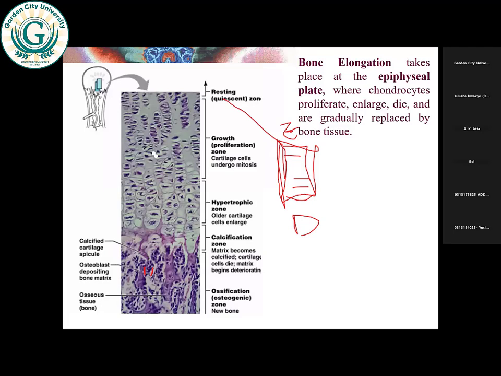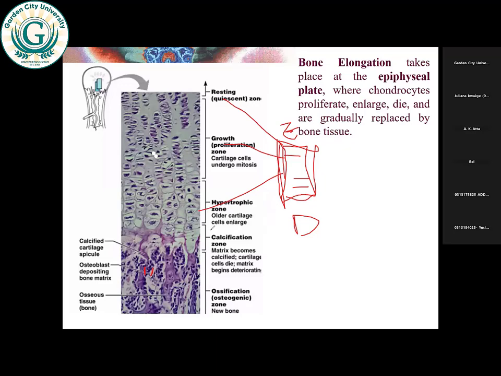Then just below it, you have cartilage cells that are dividing plenty, proliferating. Then you have another zone here where they are increasing in size. Now, when they increase in size, you realize that they become choked, let me put it that way. Nutrients are not able to diffuse well. Then the cartilage begins to die.